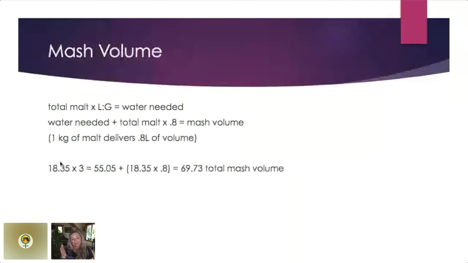So yeah, make sure for this recipe, you've got to be able to have 70 liters minimum for the mash tun. Otherwise, it's going to be a pretty big mess. And we can move to the next slide.